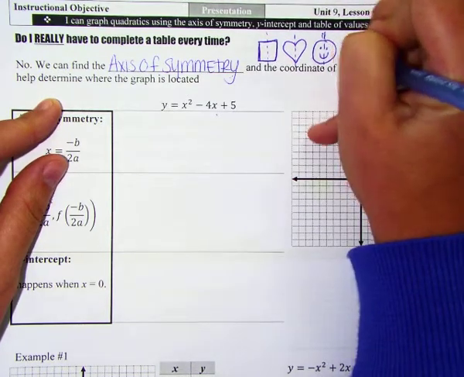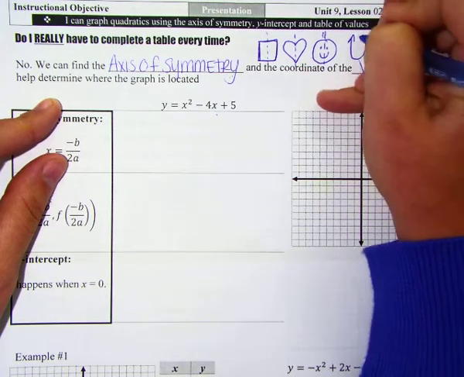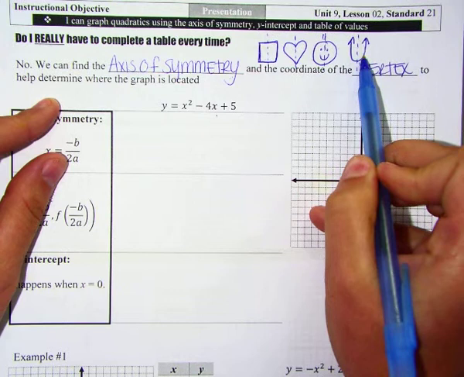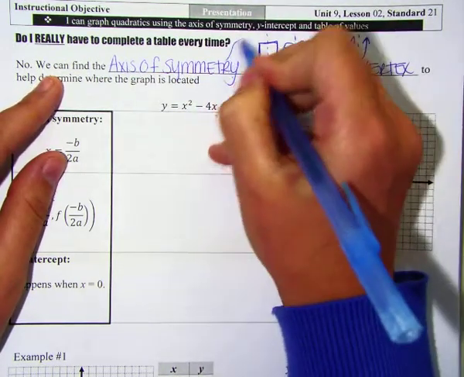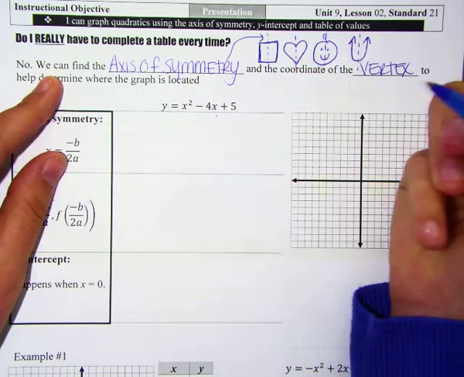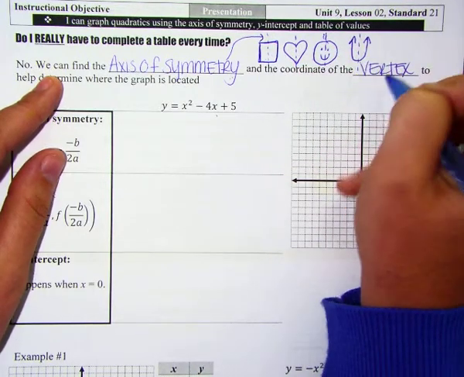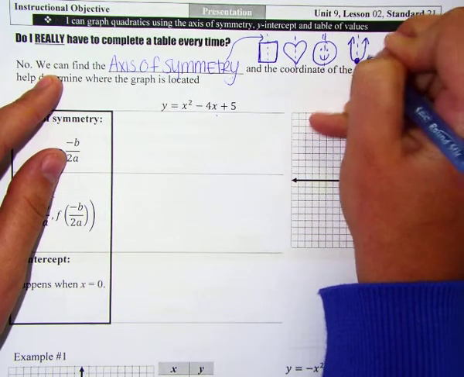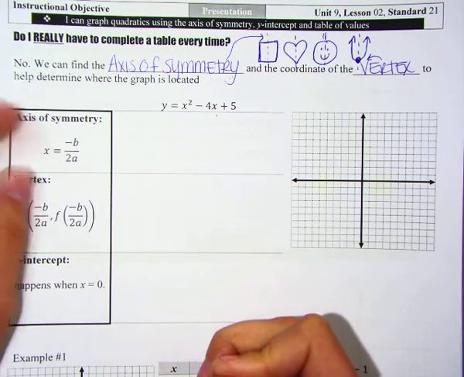So a parabola, which is what we're using this unit, is symmetric because the left and the right side are going to look exactly the same. So we're going to find the axis of symmetry, which is that line. And then we're going to find the vertex, which is this point on the line, to determine where the graph is.